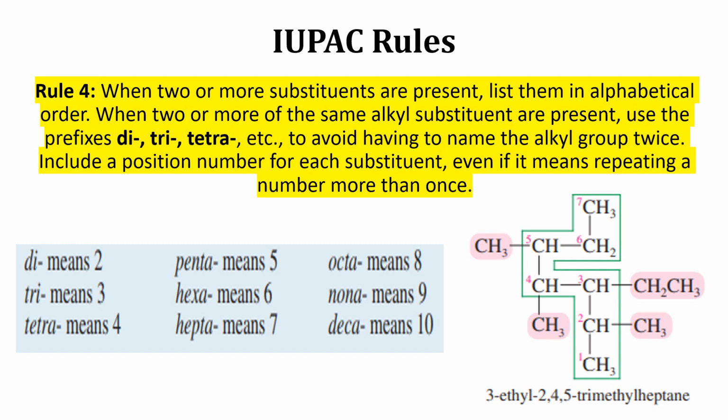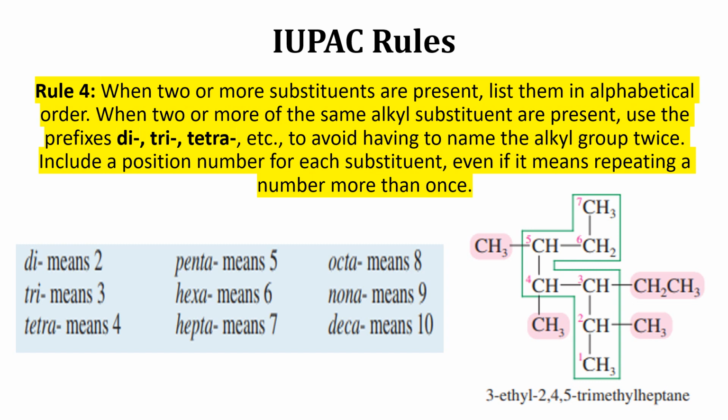Let's finish the name of the heptane shown again here in the corner. This compound has an ethyl group on C3 and 3 methyl groups on C2, C4 and C5. List the ethyl group alphabetically before the methyl groups and give each of the 4 substituents a location number. So the compound name will be 3-ethyl-2,4,5-trimethylheptane.